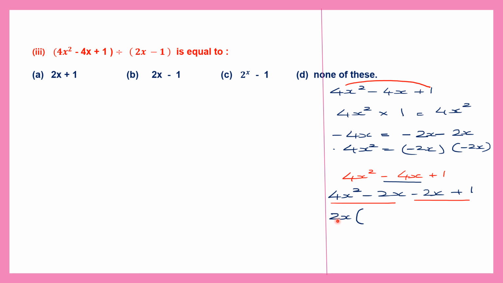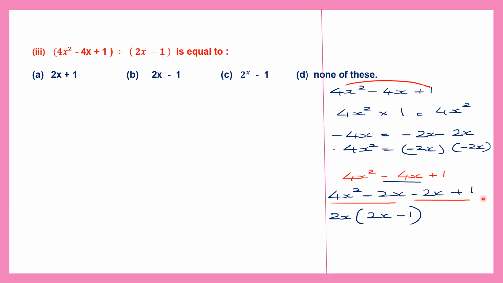So if I've removed 1 2 and 1 x, what do I have left here? 2 2's are 4. So I have 2 2's are 4 and there's 1 x left. Now here I already have 2x here. So inside I can write 1 and there is a minus sign. So I will write minus 1. That means I need to get 2x minus 1 on the other side also.